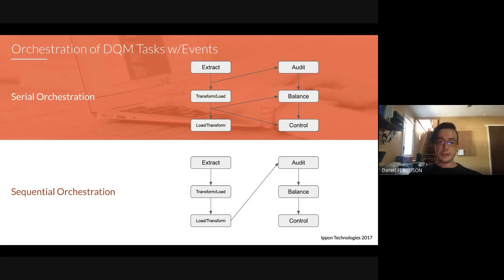But there is some credence to firing these events off serially. And this is something you can only really do with events. If you were to merge these jobs together, then it's one big extract, audit, transform, load, balance, control, load, transform job. And then we're back to where we started before, where we have one massive job that doesn't really take advantage of events and does two separate tasks.